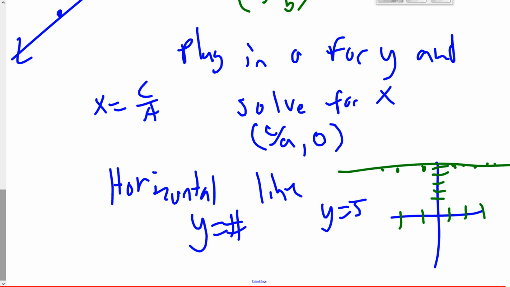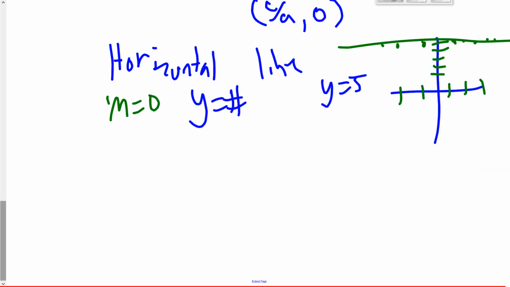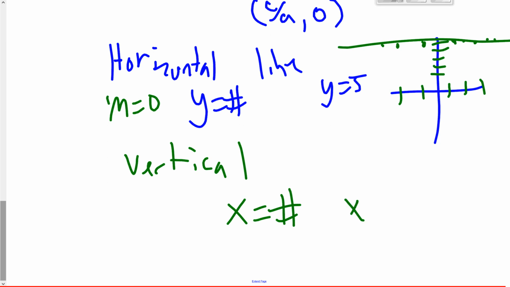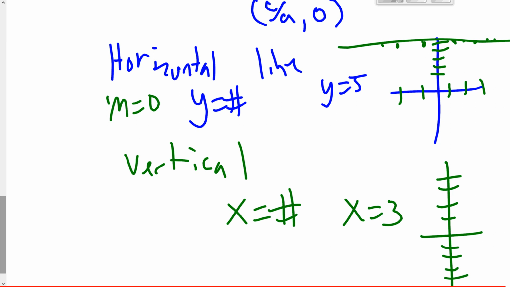That happens when your slope is 0. So whenever your slope is 0, you will have a horizontal line. A vertical line will happen when x equals some number. So if x equals 3, no matter what y I'm given, positive y or negative y, my x will be 3. So I have a vertical line.